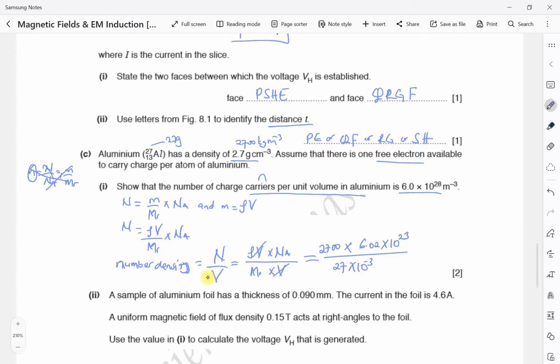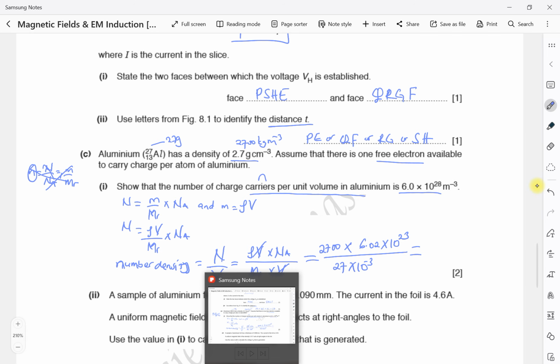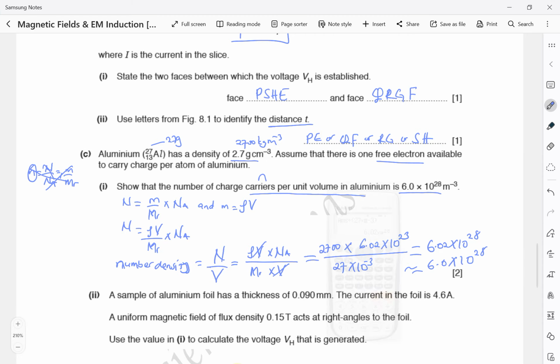So when we check with our calculator, we have 27,000 times 6.02 exponent 23 divided by 27 exponent minus 3, that is 6.02 times 10 to the power of 28. So this is going to be 6.02 times 10 to the power of 28, which is approximately 6.0 times 10 to the power of 28. Okay.